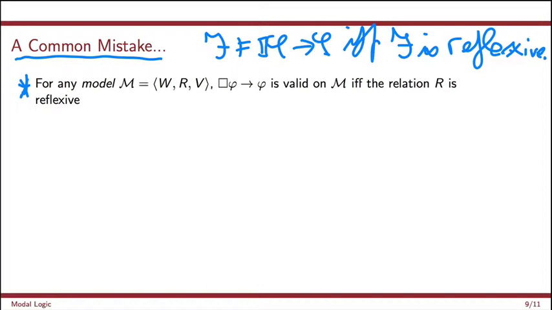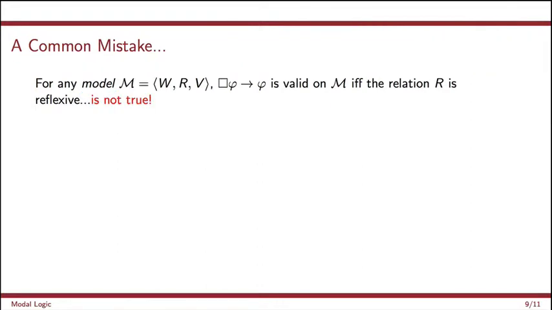So you may wonder, why do we have to do that for frames? Does the same hold for models? It's actually relatively instructive to see why this is not true. It's not the case that for any model, box phi implies phi is valid on that model if and only if the relation that the model is based on is reflexive. Let's look at an example to see why.